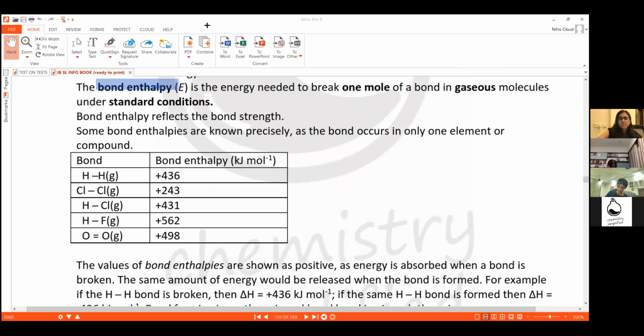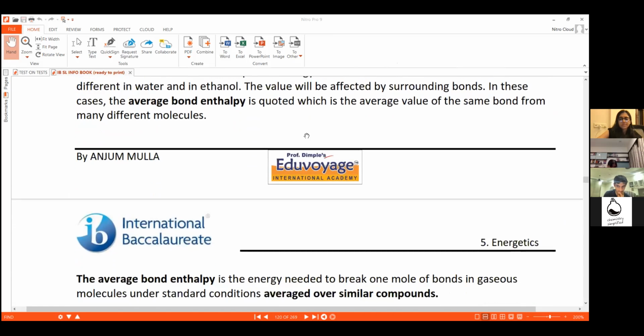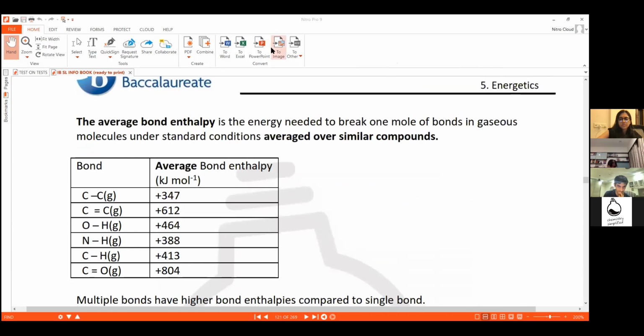Even the definition of average bond enthalpy will be different. The definition we learned here is for the bond enthalpy. When the question says average bond enthalpy, please do not write this definition. The definition of average bond enthalpy is exactly the same thing, from here till here, same as bond enthalpy. The only thing is that you add the phrase 'averaged over similar compounds'. Whenever the word average is included in the definition question, you include this phrase in your answer. Otherwise, you lose 1 mark here.